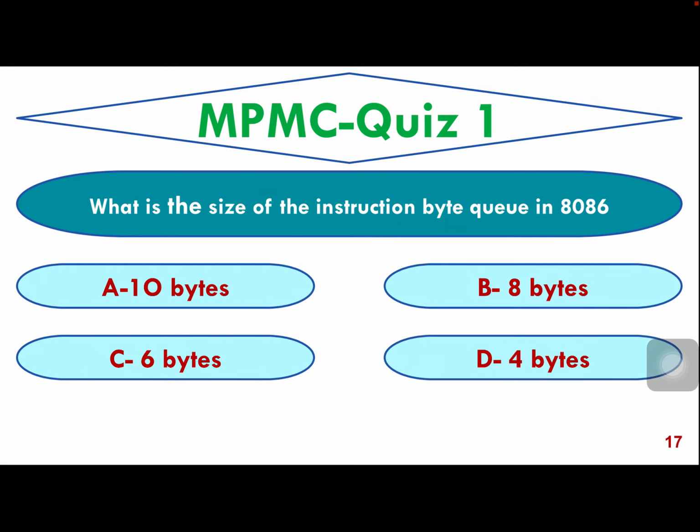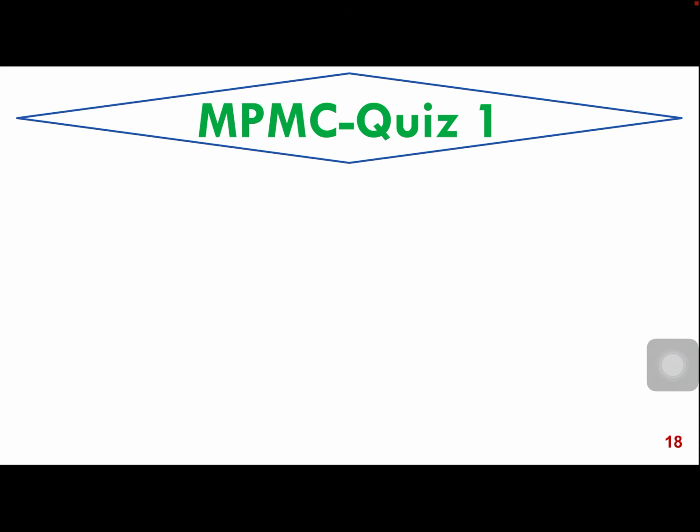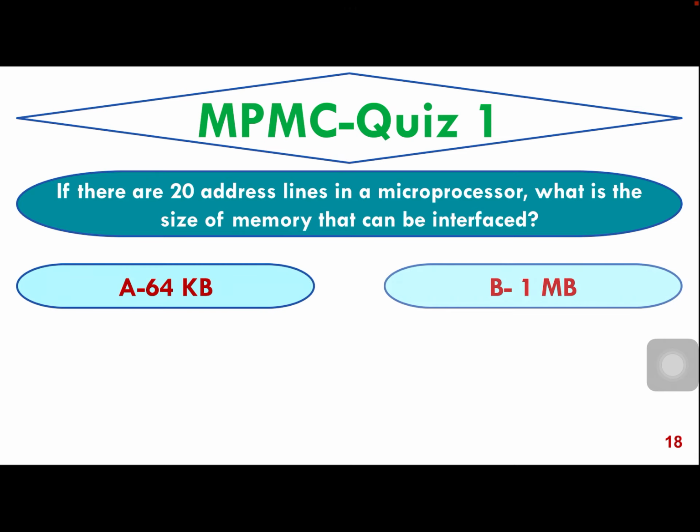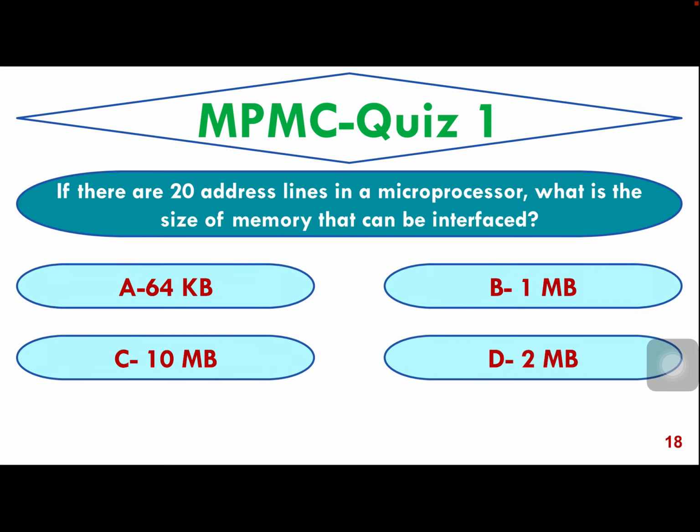What is the size of instruction byte queue in 8086? 10 bytes, 8 bytes, 6 bytes, 4 bytes. The correct option is C, 6 bytes. If there are 20 address lines in a microprocessor, what is the size of memory that can be interfaced? 64 kilobytes, 1 megabyte, 10 megabytes, 2 megabytes. So the correct option is 2 power 20, that is 1 megabyte, B.